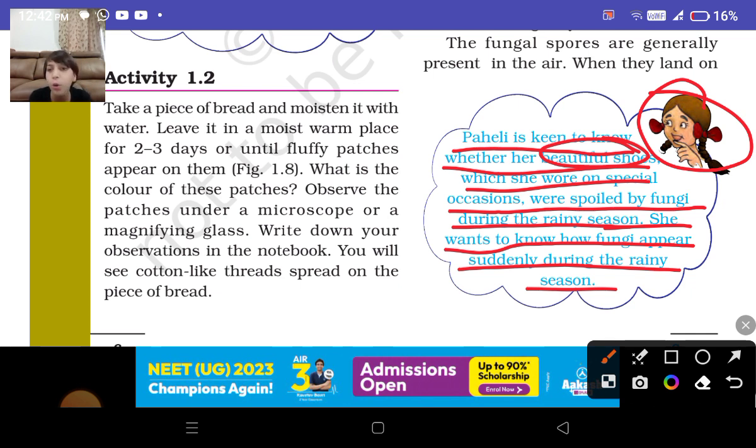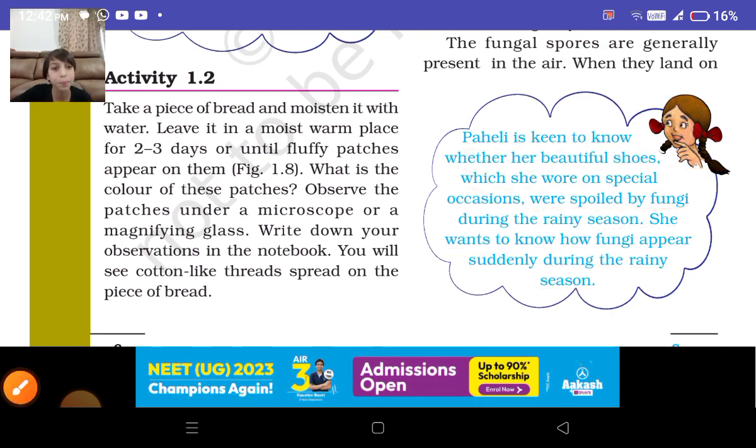So she wants to know why in the rainy season it is in abundance, because we already studied it is in wet, warm places. And in the rainy season you mostly have seen that everything is wet over there, so this is why it is more in the rainy season.